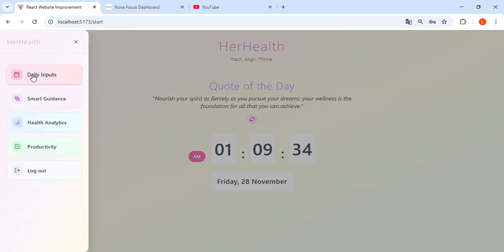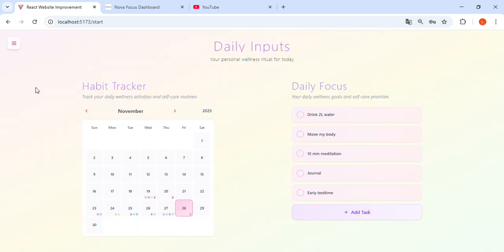Now let's go to the first section of HerHealth. So basically, these are the daily inputs, what the users can put in on a daily basis. We have the habit tracker and the daily focus. And you can already see this is a calendar. We have the different months here, and also, of course, the different years.